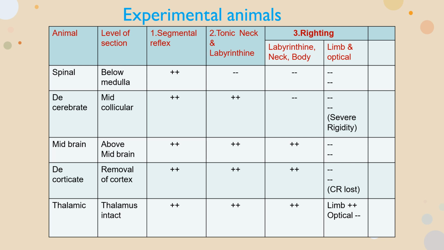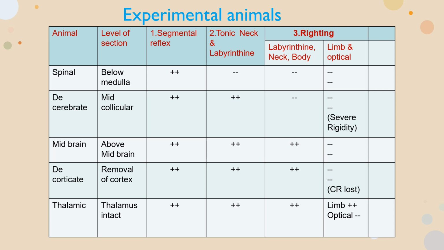And the midbrain animal is when we cut the animal above the midbrain. So the midbrain will be in contact with the brain, but higher center contact will be lost. In this, the segmental, tonic and labyrinthine reflexes and the righting reflexes, we have two separate. So labyrinthine head righting reflex, neck righting reflex and body righting reflex. Only up to these three will be intact, and limb and optical righting reflexes are lost.